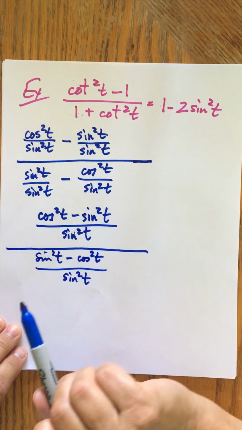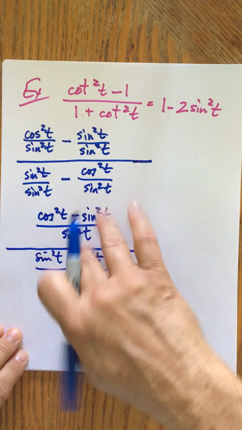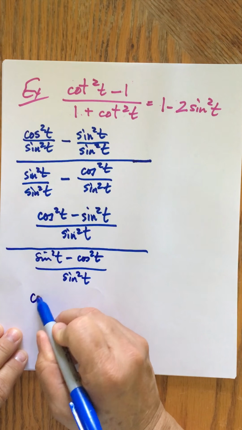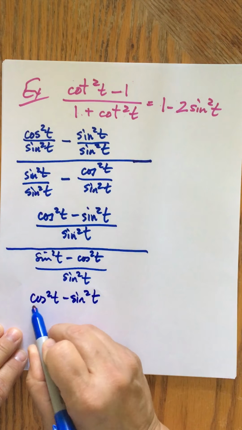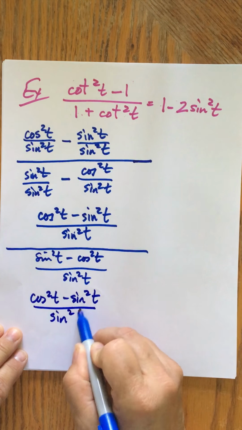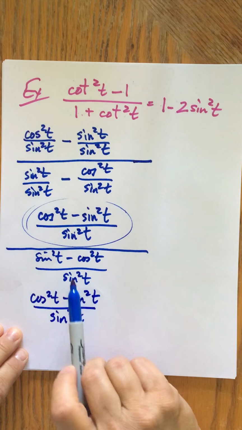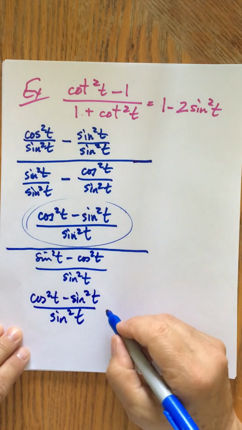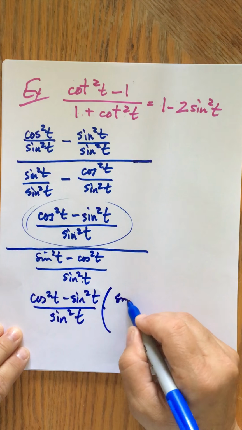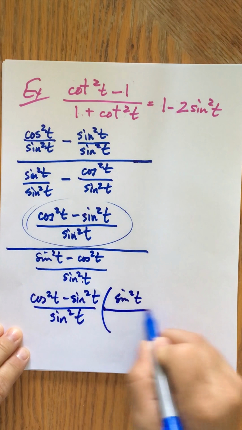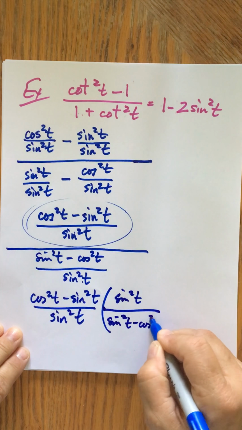So I'm going to have to look at how am I going to get that? Well, we'll see. So let's go ahead and flip and multiply, right? So we have cosine squared t minus sine squared t over sine squared t. This is the numerator. And now this is going to be flip and multiply, so I'm going to have times, now this sine squared goes up here, sine squared t over sine squared t minus cosine squared t.